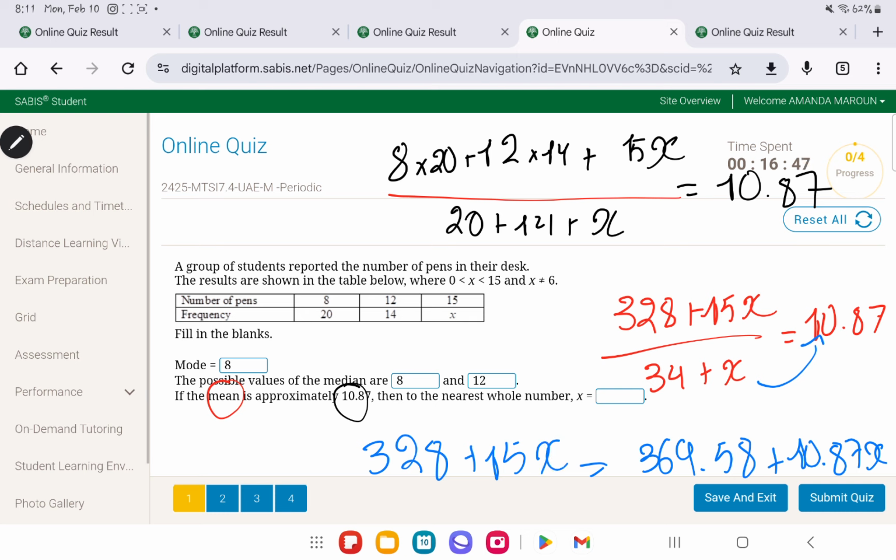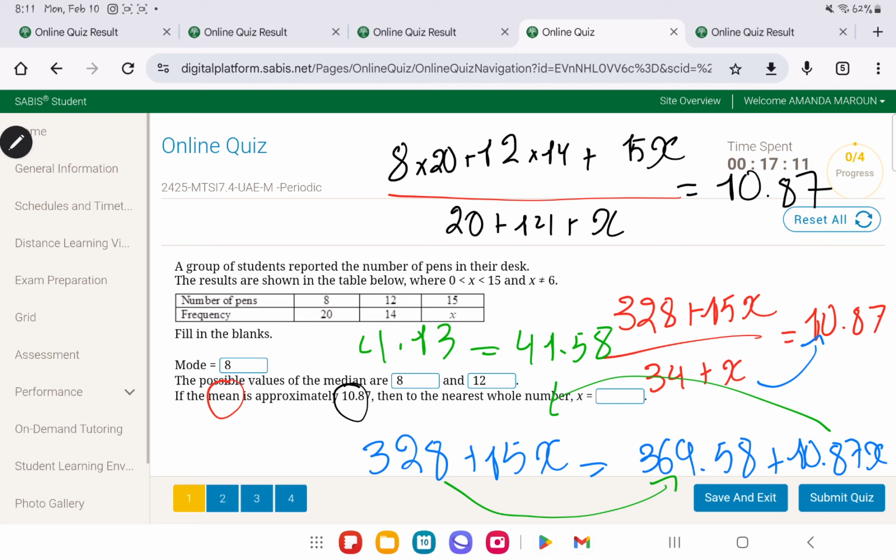Now what we're going to do is move this over here, move this over here. So 369.58 minus 328 will give us an answer of 41.58. Okay, so that means 41.58 over here. And then 15 minus 10.87 is equal to 4.13.